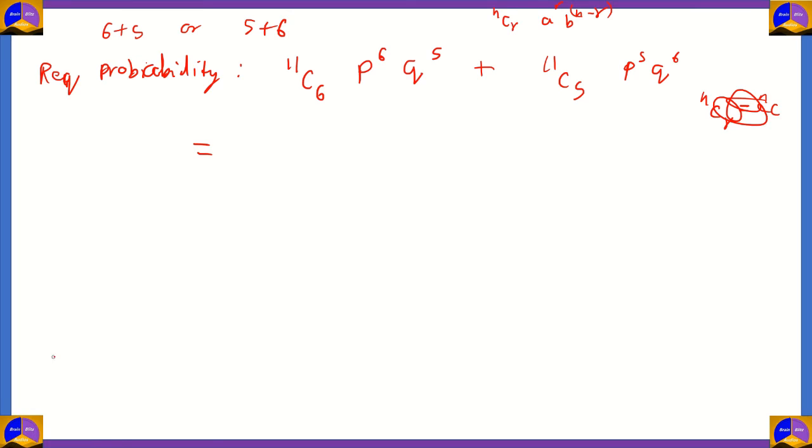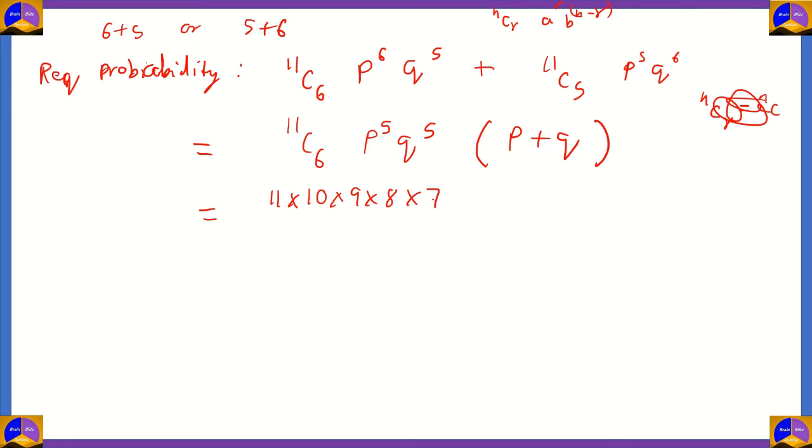So we can take 11C6 as common from both the terms. We also know that both terms have p raised to 5, and we also know that both terms have q raised to 5 as common. And so in the bracket, we will have p plus q. So let's take out 11C6 or 11C5. Its value will be 11 into 10 into 9 into 8 into 7 divided by 1 into 2 into 3 into 4 into 5.